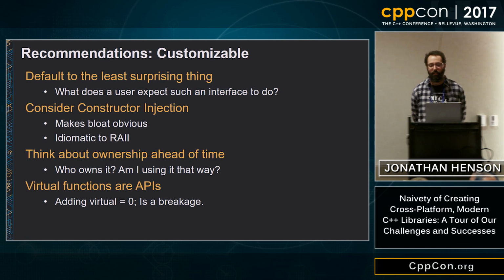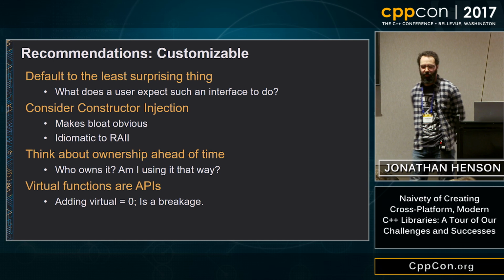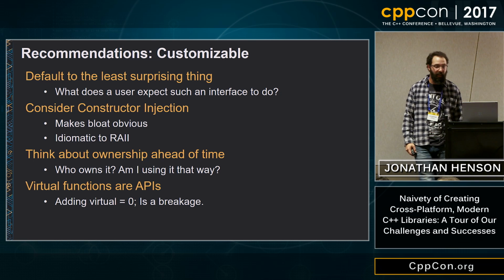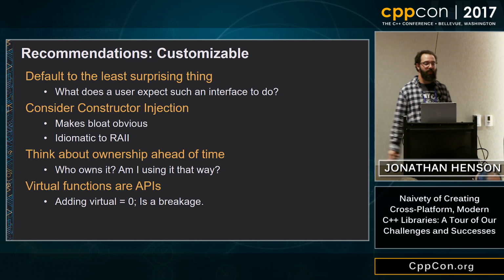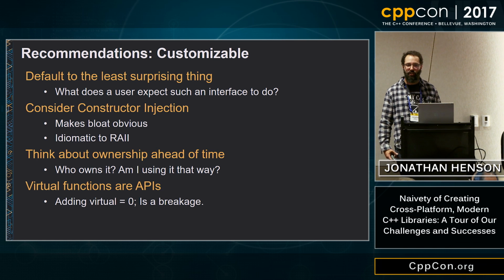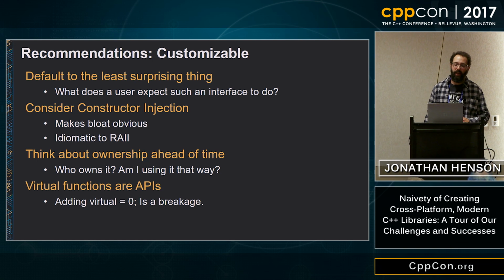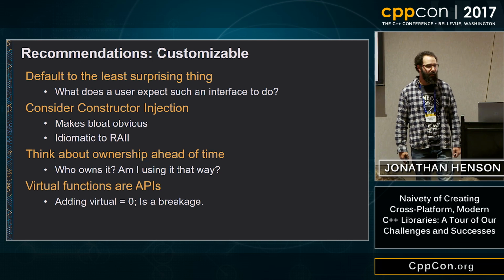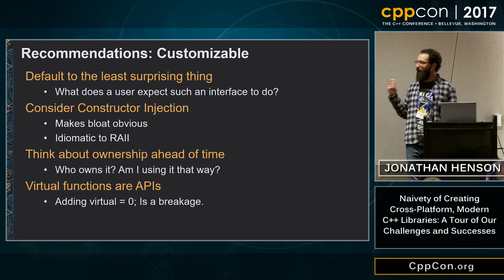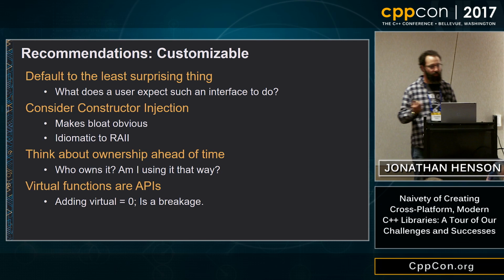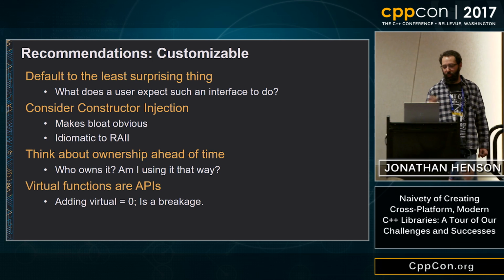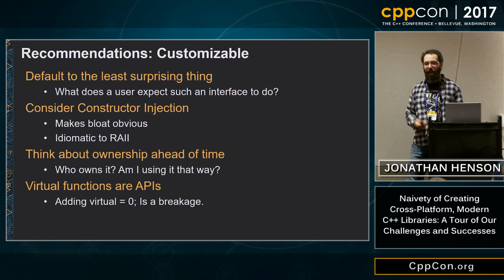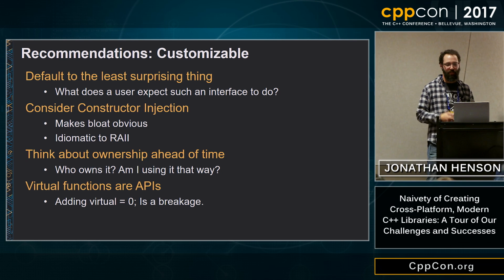So some recommendations here. Default to the least surprising thing. What does the user expect an interface to do? And do that. Consider constructor injection, rather even than using a giant struct to pass a bunch of pointers to it. It will make the bloat obvious. It's idiomatic to resource allocation is initialization. It can make bad code look bad really quickly. Think about ownership ahead of time. This was a mistake we made, at least in not documenting that that's how that would work. Who owns it? Am I using it that way? Am I encouraging users to use it that way?